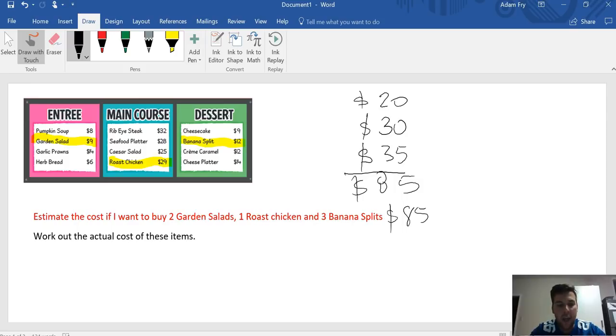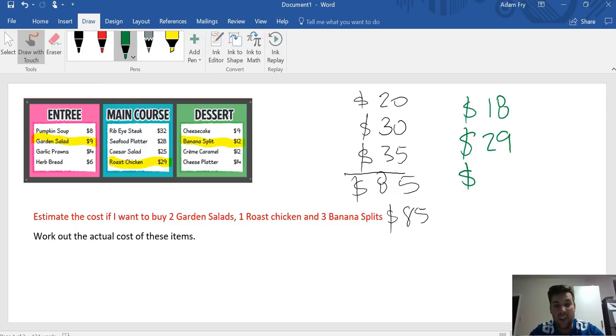Okay, now it says work out what the actual cost would be. All right, so let's have a look at it. We've got 2 garden salads. Well, 9 plus 9 is 18. So our first number we need to add together is $18. 1 roast chicken is $29. And then 3 banana splits, as I said before, 3 times 12 is 36.